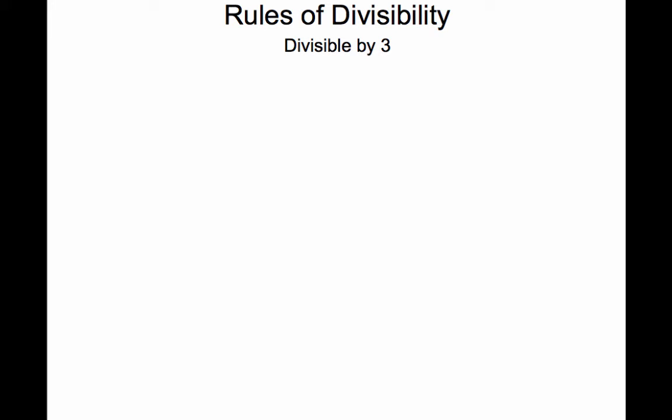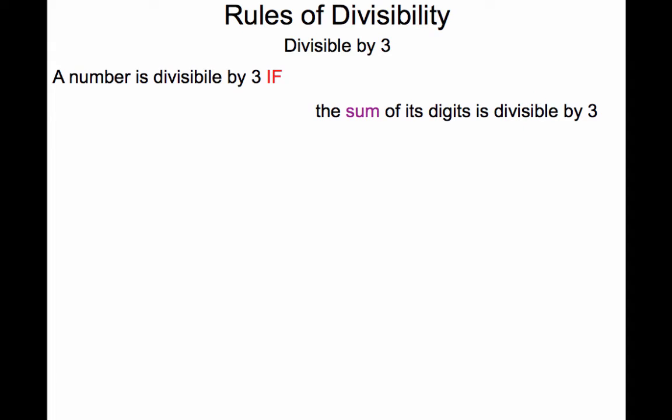So let's look at a new rule of divisibility for us. And that would be if a number is divisible by 3: if the sum of its digits is divisible by 3. Well, I know that the word sum means I have to add. Let's look at an example. I have the number 153. To see if it's divisible by 3, I need to add its digits together. 1 plus 5 plus 3 equals 9. And then I need to take 9 divided by 3, which is 3.